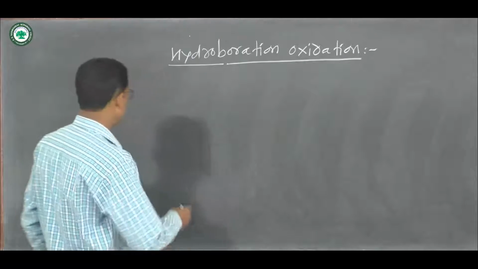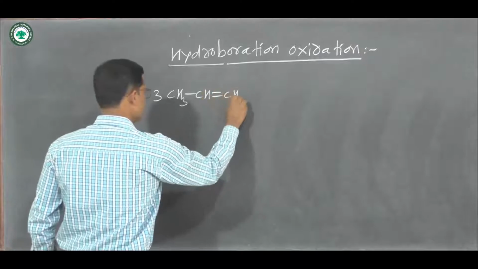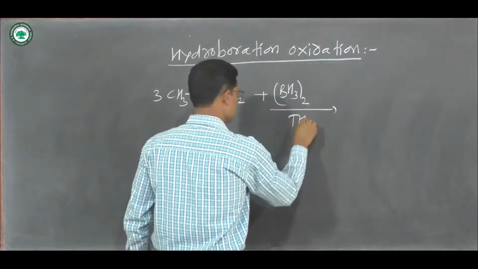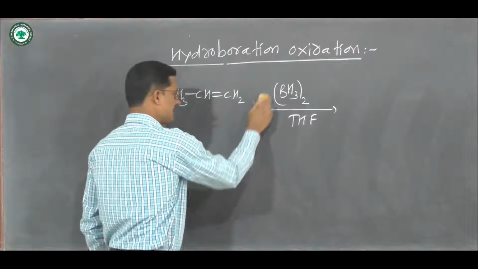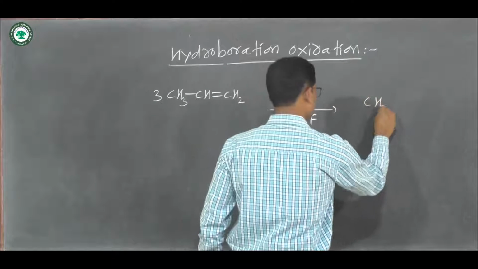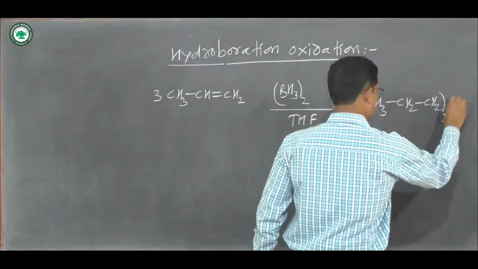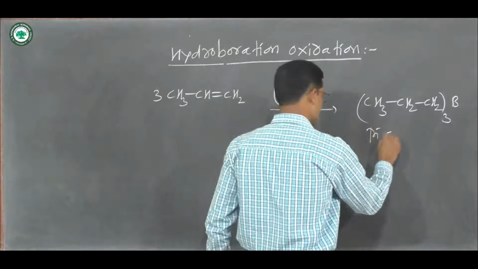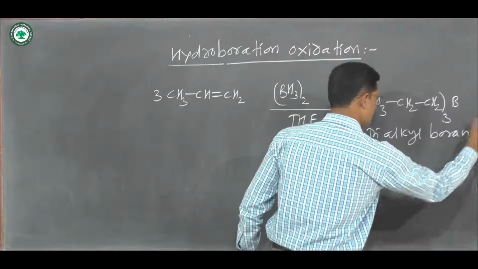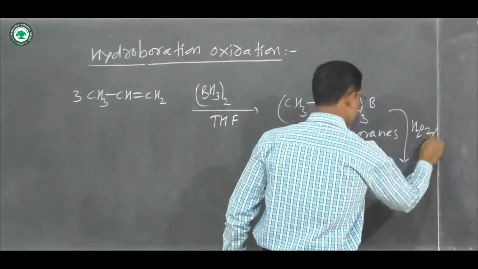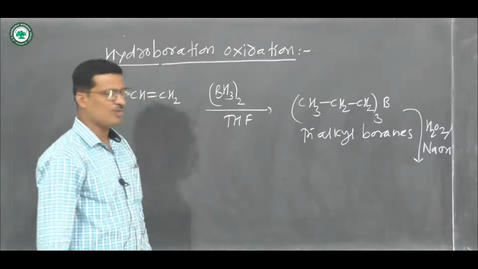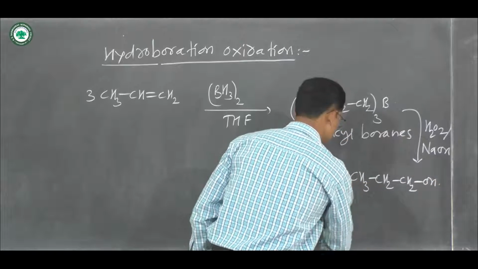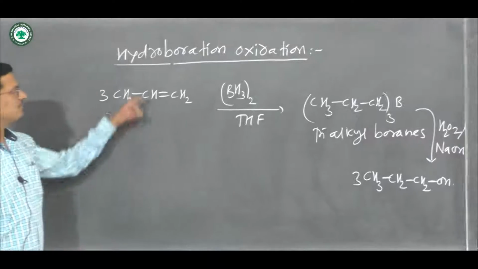So you take one simple example, and you take 3 moles of alkene. This alkene is treated with diborane in presence of tetrahydrofuran as a solvent, and then there is first a formation of trialkyl borane. Once you form the trialkyl borane, it is oxidized in presence of H2O2 and NaOH, then the bond between carbon and boron is cleaved, and then there is a formation of alcohol. This is 3 moles of alcohol. So this is a simple example of hydroboration oxidation.